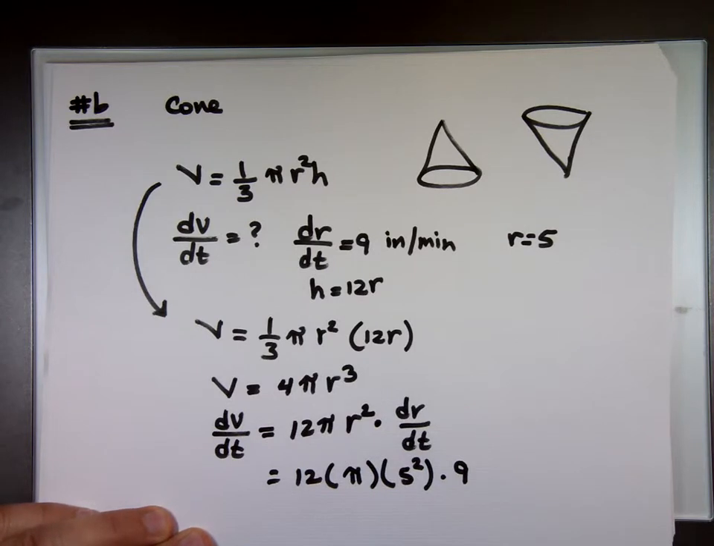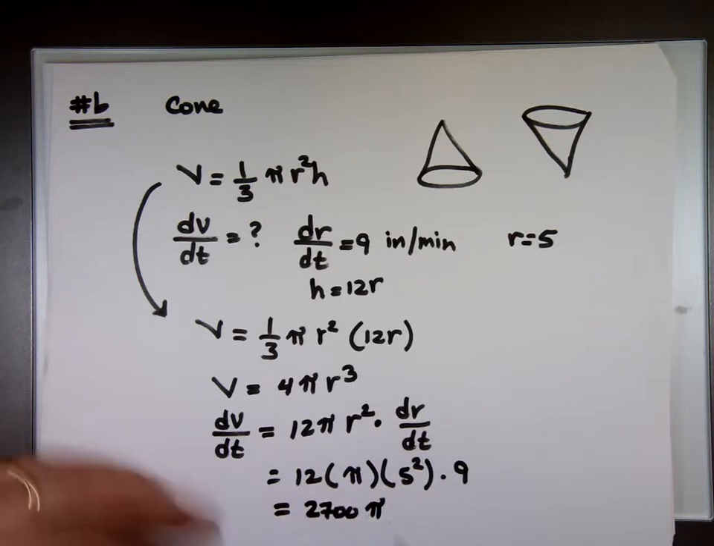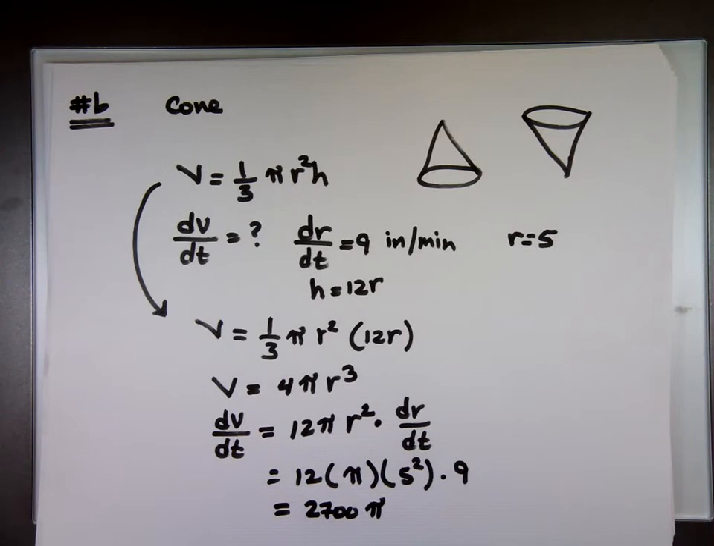Where did it say r was 5? Right in part A. It says part A, part B. Right above it says r equals 5, right? So you plug it in, and if you do the math, 25 times 4 is 100, times 12... that's 400 times 9. Is that 2700 pi? Part B says r equals what, 27?